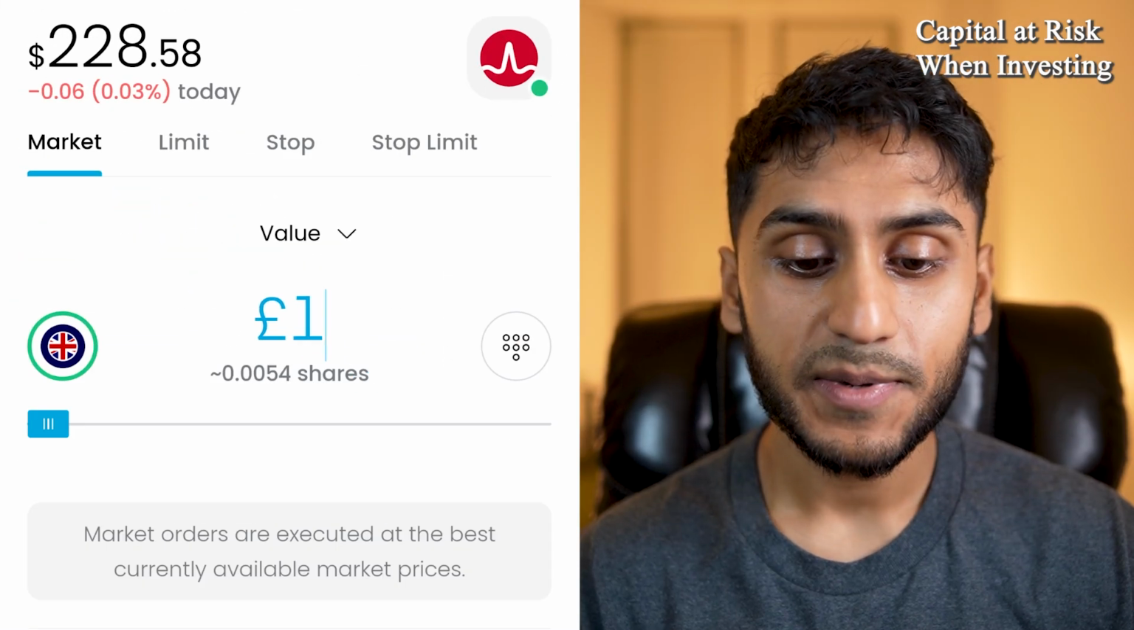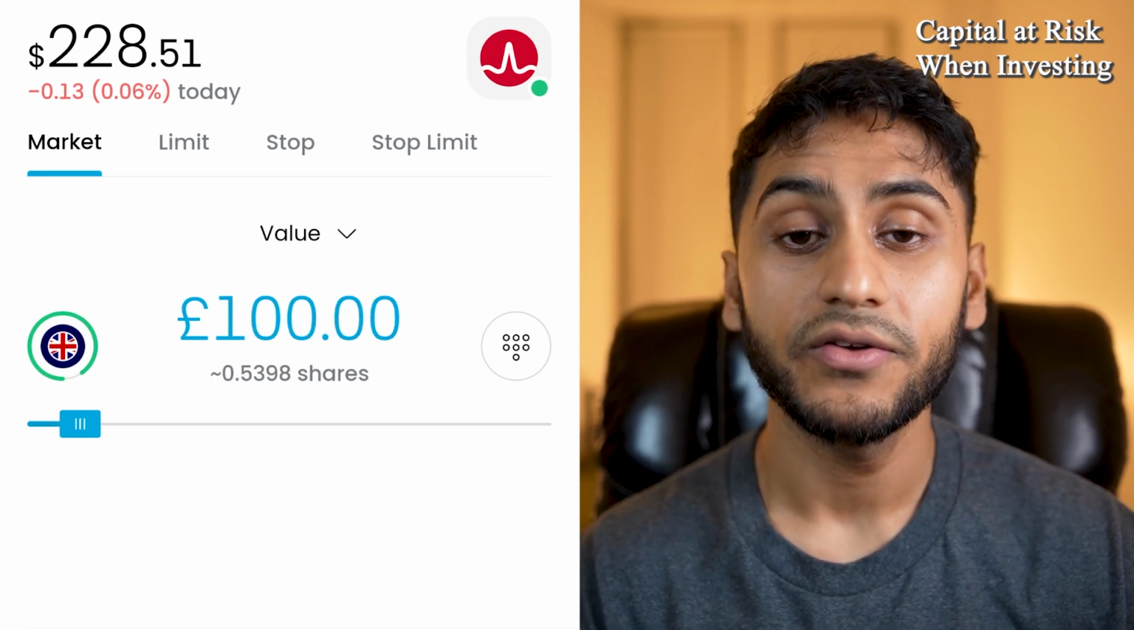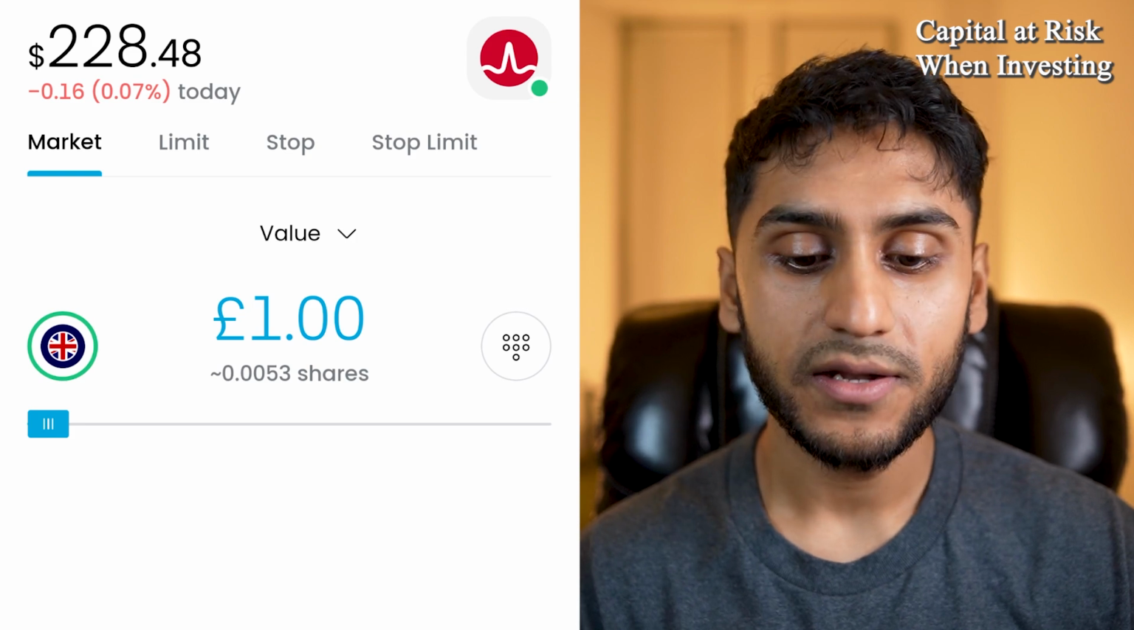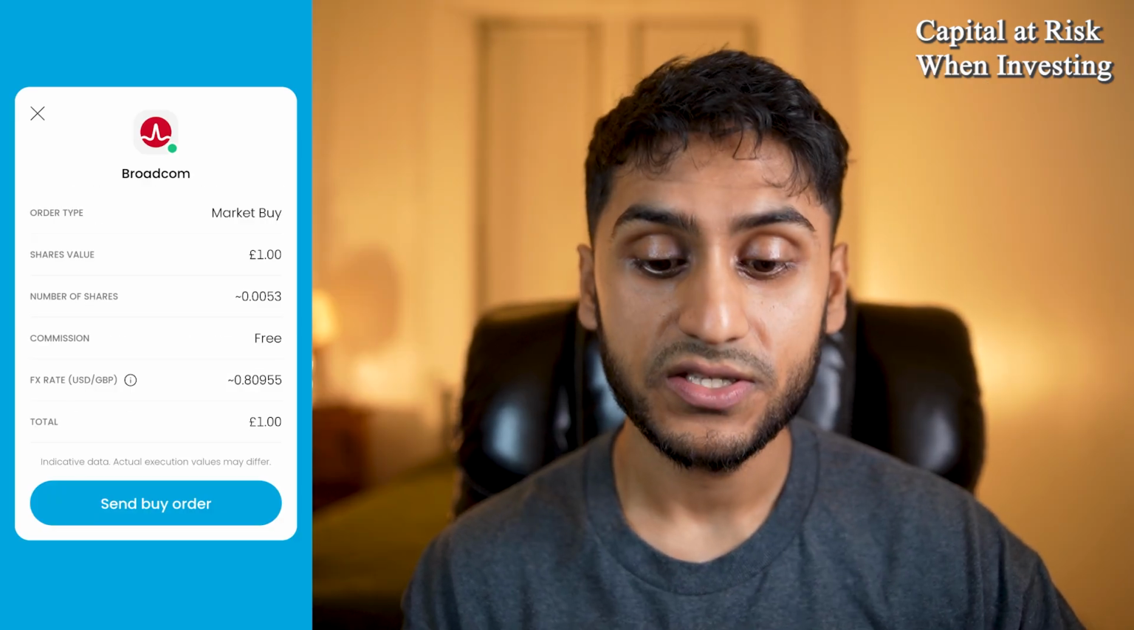So over here, I can specify the amount that I want. For example, if I want to invest £100, I can press 100 there. The minimum amount is £1, so I'm going to press that. When you're ready with that, you can press review order here. So once you have pressed that button, this confirmation screen will come up here.